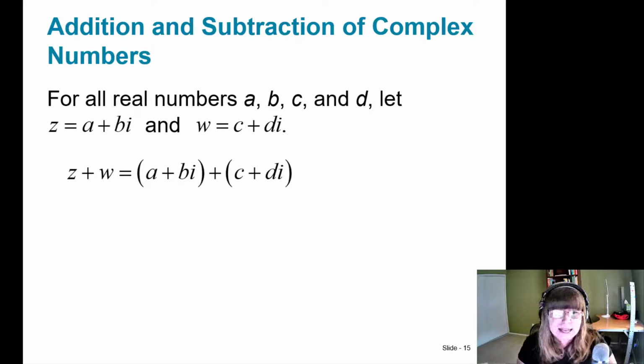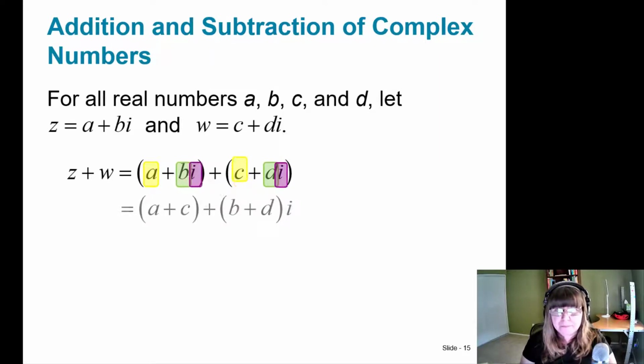So let's look at adding these two numbers up, z plus w. That would be a plus bi equals c plus di. What we're going to do is take the real parts and add them together. We're going to take the imaginary parts, add them together, and then make sure that we label the imaginary part with our i. So we would get a plus c plus b plus d i.